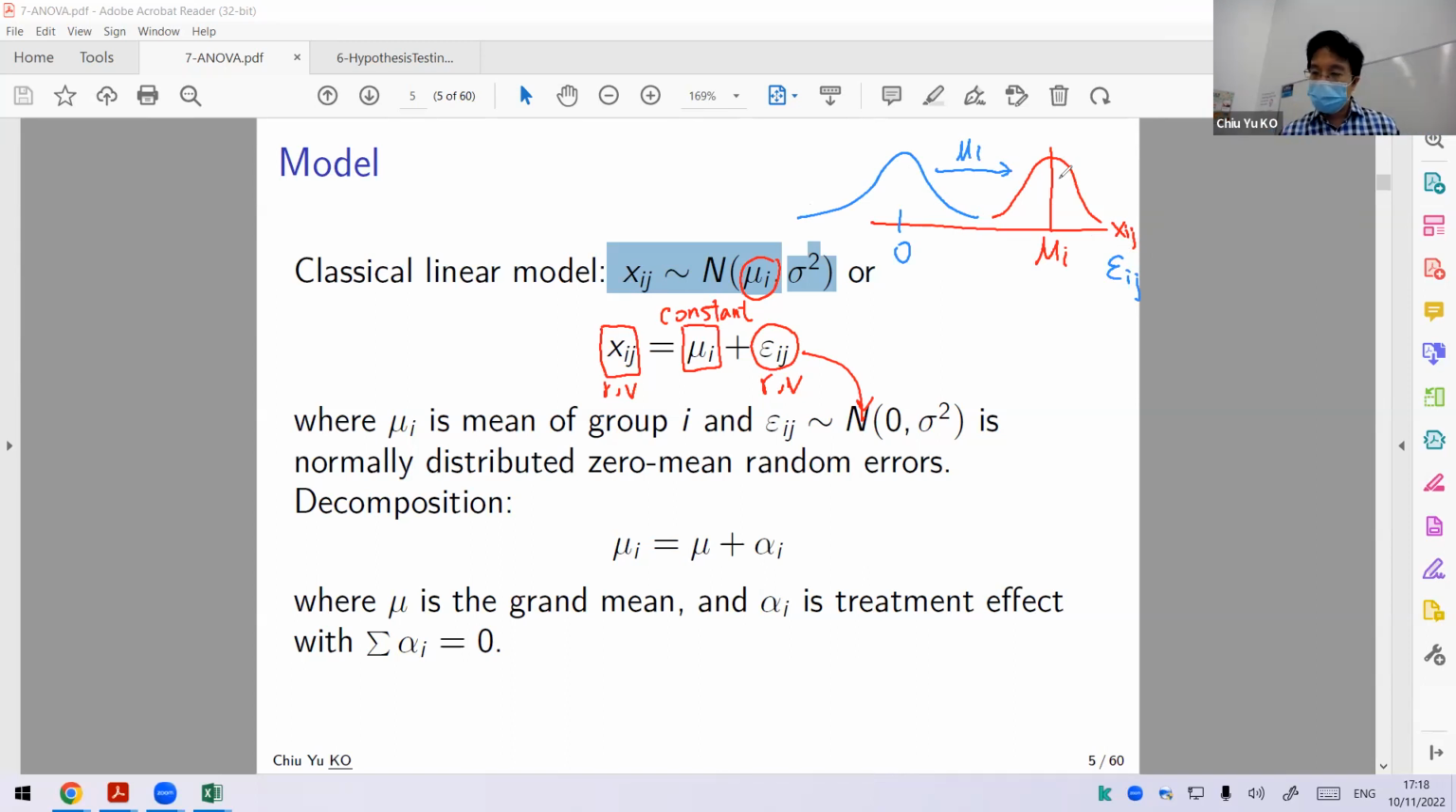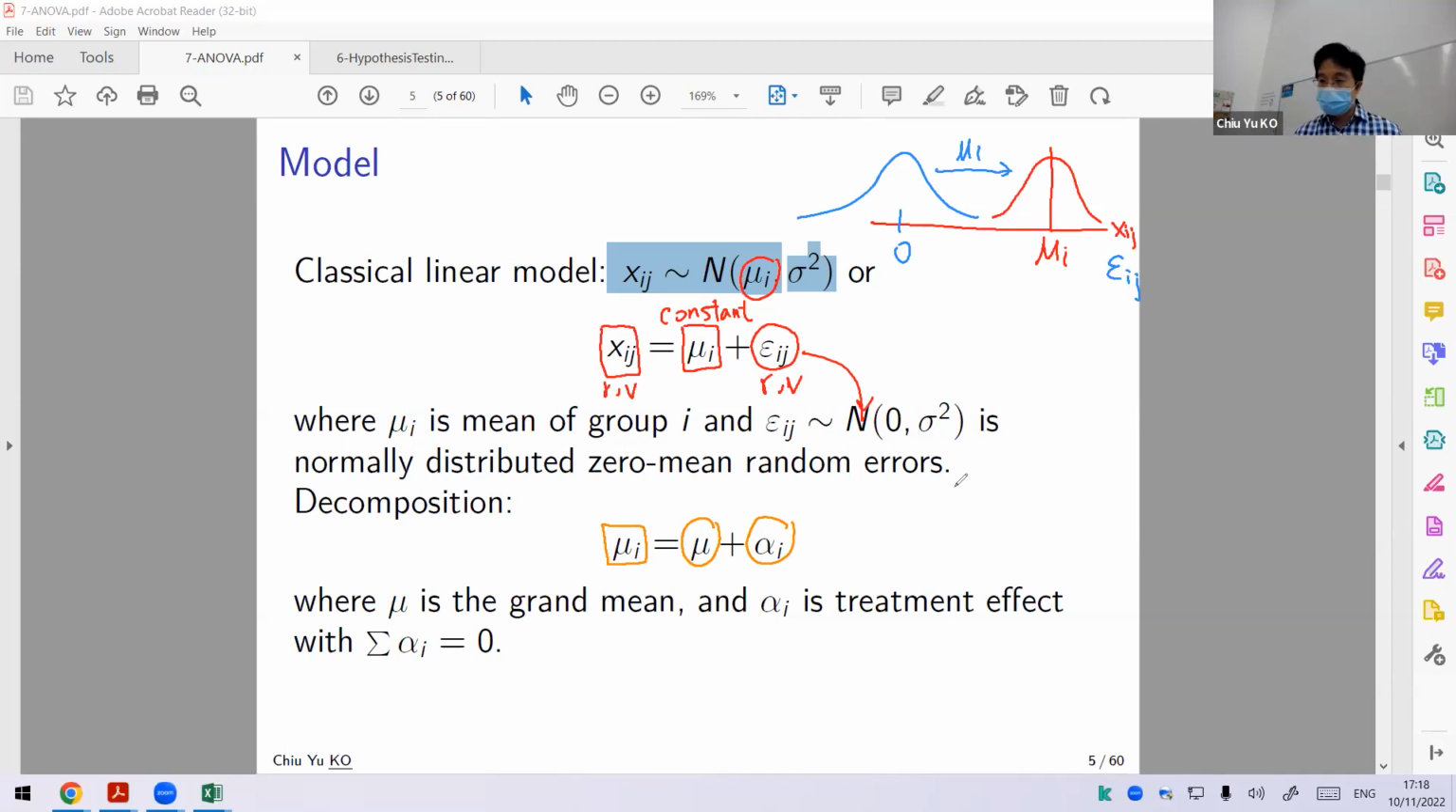And why we want to define it this way is because we can further define the following. Mu i is defined as mu plus the treatment effect.